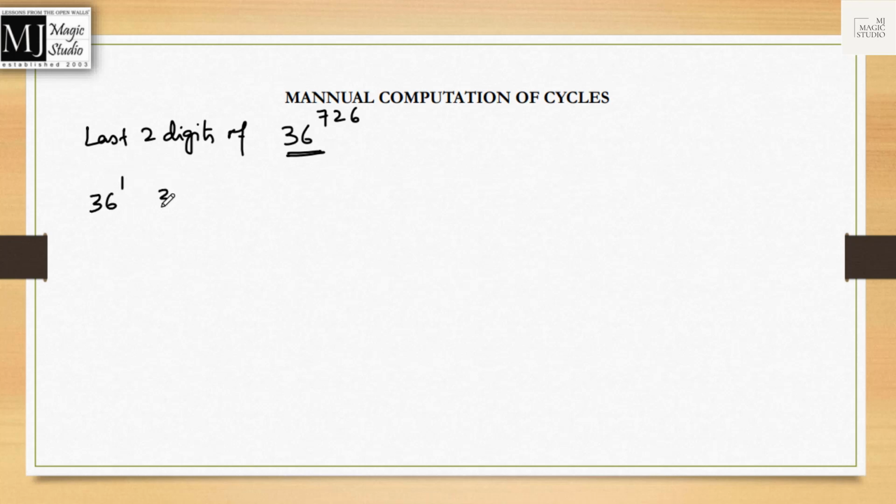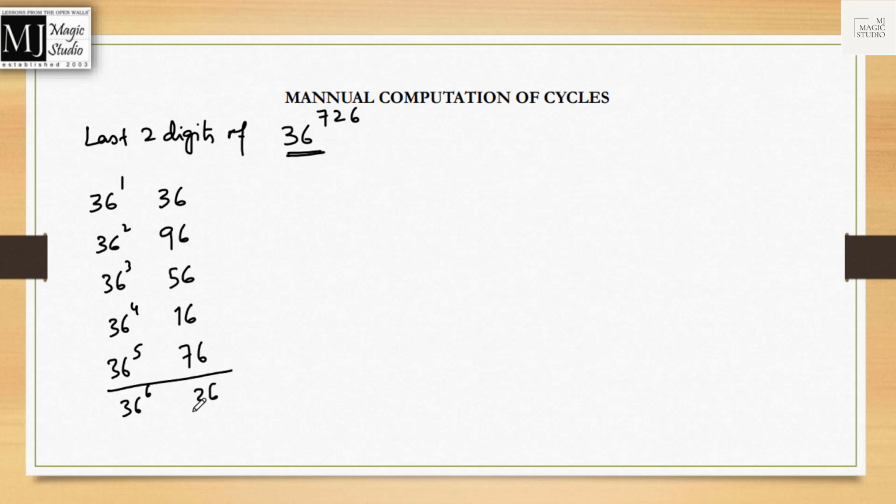36 to the power 1, last two digits are 36. 36 whole square will give 96. Then whole cube will give 56. To the power 4 will give 16. To the power 5 will give 76. To the power 6 will give 36. Stop. As soon as we get 36, we can stop. Here we can see that this follows a cycle of 5.